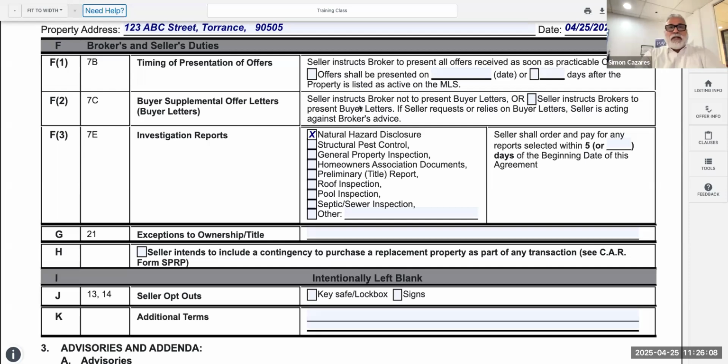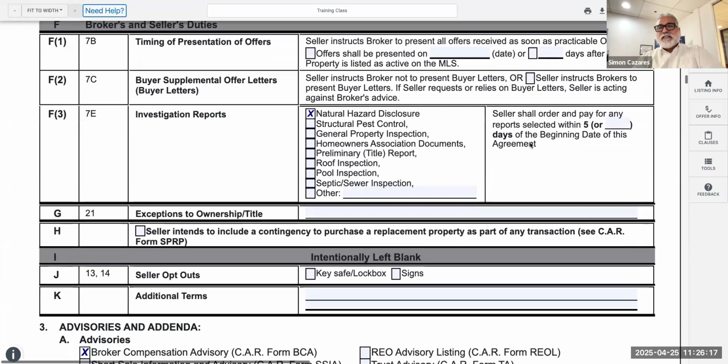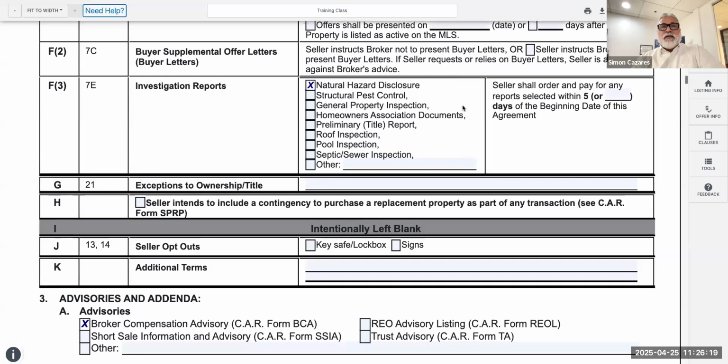Buyer supplemental offer letters. Okay, this is again the seller instructing us not to present letters, or the seller instructing the broker to present buyer's letters. So if that's the case, then you would check it. Investigation of reports. These are pre-inspections. Okay, and one of the good advantages of doing this is being proactive, but it's also to really disclose to the buyer any and all material facts about the property, right?